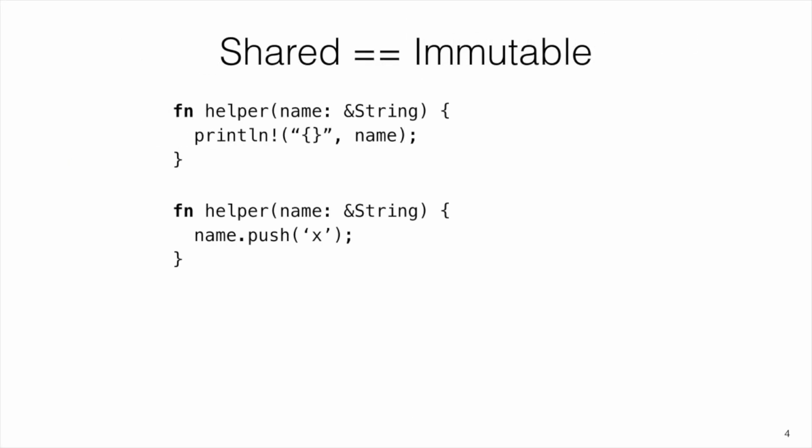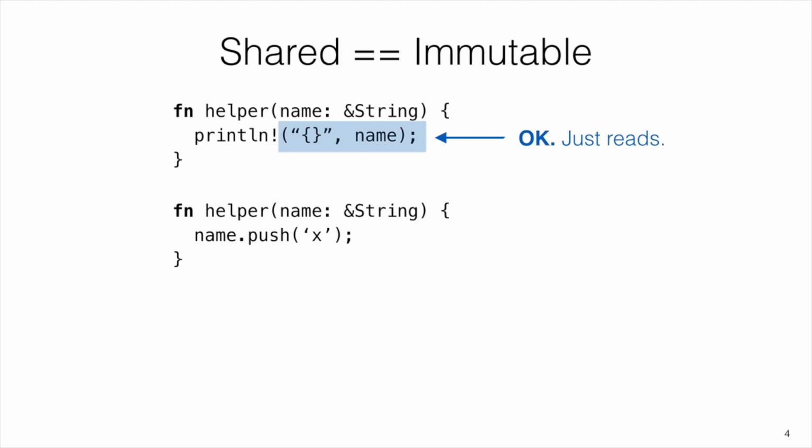Now, references are really cool because they let you share data and have lots of different shared references to the same data. However, there is a catch. While this data is shared and borrowed, it is also, generally speaking, immutable. So if you have a lot of people reading from the same data structure, that means that none of them can be writing to it. So for example, this is the helper function we had. All that it did was print to the screen, and that's okay because it's just reading from the string.